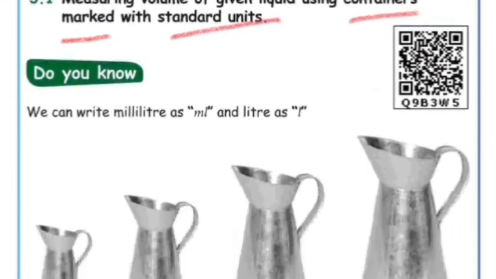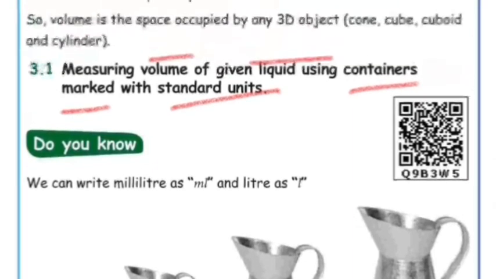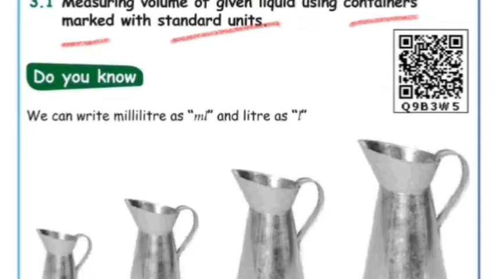So let us see here. We are measuring 1 liter, 5 liter, 10 liter, half liter. So for this we need standard units, accurate. When we measure something in accurate form, in the correct form, then we need standard units. For that we need containers. So these are pictures of containers marked with standard units.